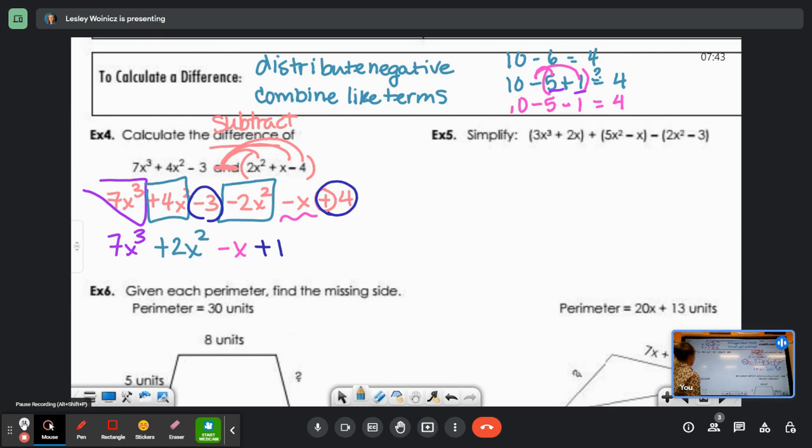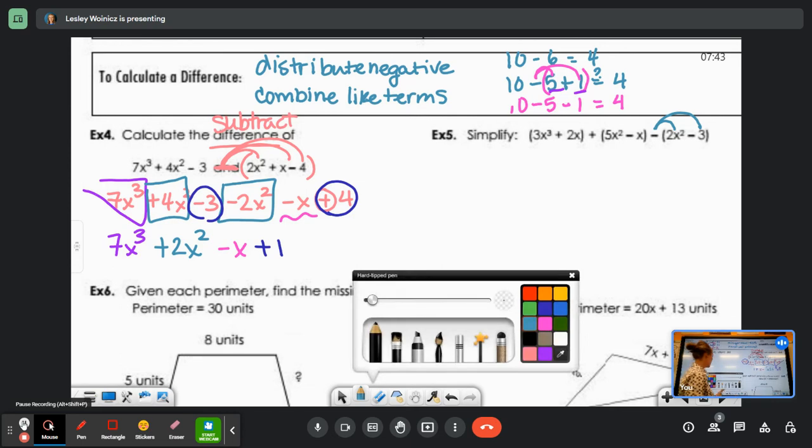Now, we know what to do with this last chunk. We know that we're going to have to distribute that negative. But what do we do with these other parentheses? They're just hanging out. Do we have to do something?